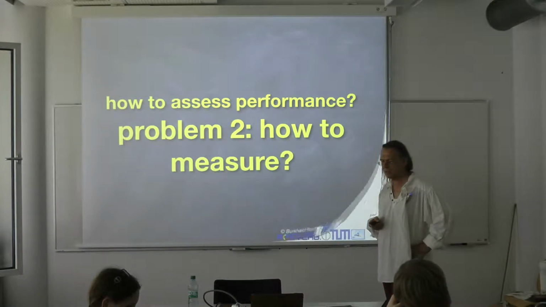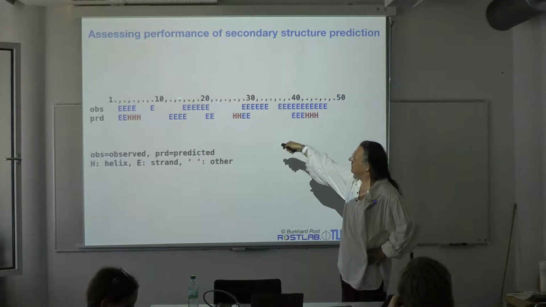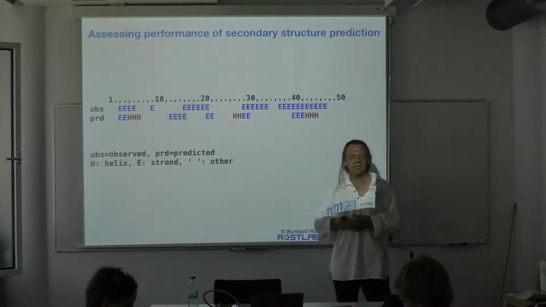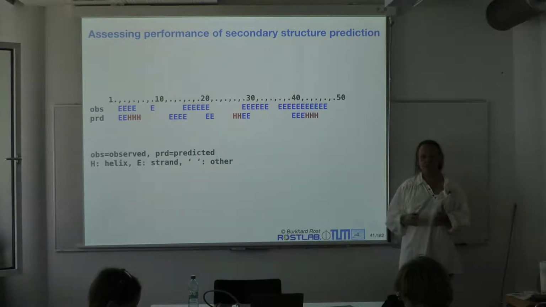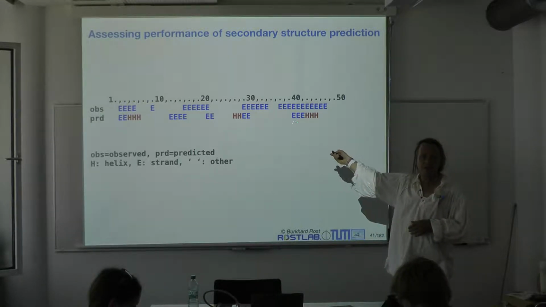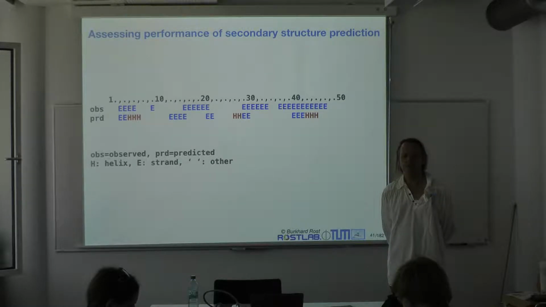The first question here is, what do you measure? So here is the observed string. That's the numbering, first residue, second, and so forth. Observed blank means other state. E is the extended strand in blue. H is the helix in red. And what you see is the string observed and the string predicted. So, how do you measure performance?